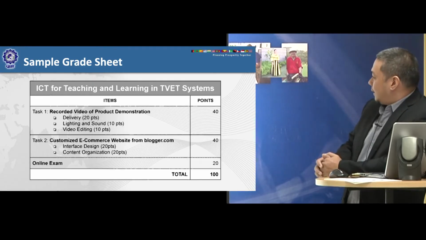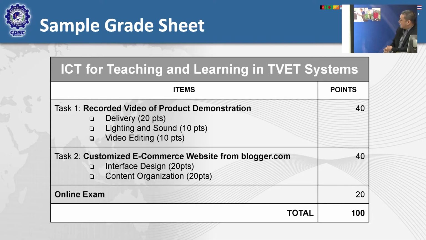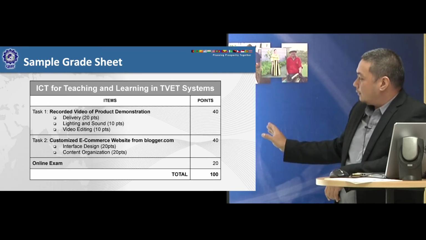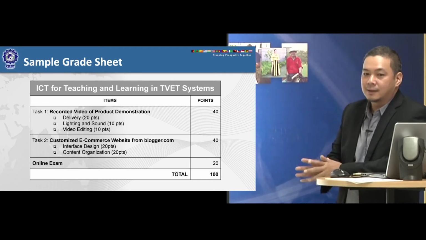For task 1, it is a total of 40 points. Delivery, lighting, and sound are 20 points, 10 points, and 10 points, a total of 40. For task 2, there are 20 points each for interface design and content organization, and of course the online exam, which will total to 100 points. So when you do your system, you have to design your grade sheet.